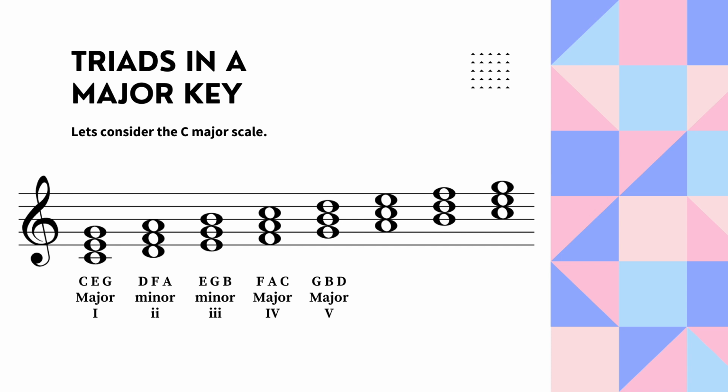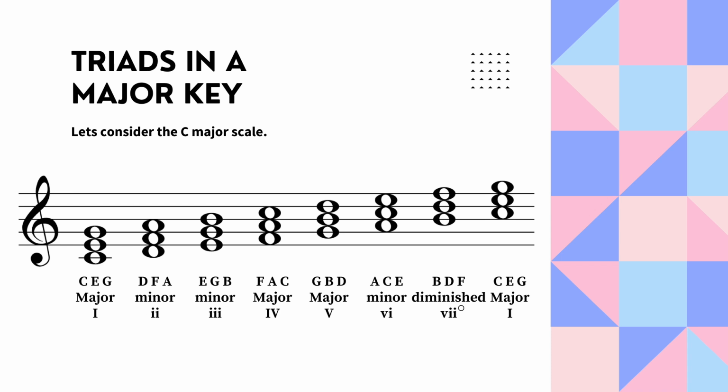The triad built off of scale degree 6 is the minor chord A-C-E. Because it is a minor triad built off of scale degree 6, we will use the lowercase Roman numeral 6. The seventh scale degree, B, creates the diminished triad B-D-F. Because this chord is diminished, it will be represented by the lowercase Roman numeral 7 with a small circle. Finally, we return back to C and the C major chord, thus we return to uppercase Roman numeral 1.